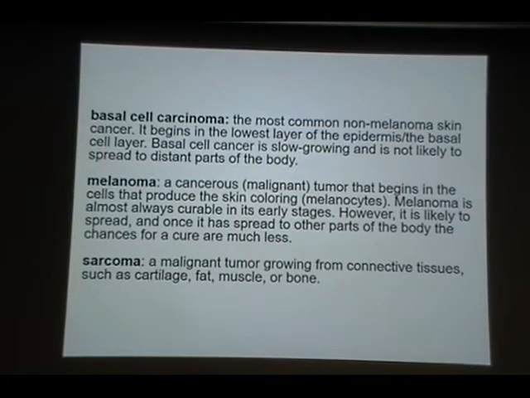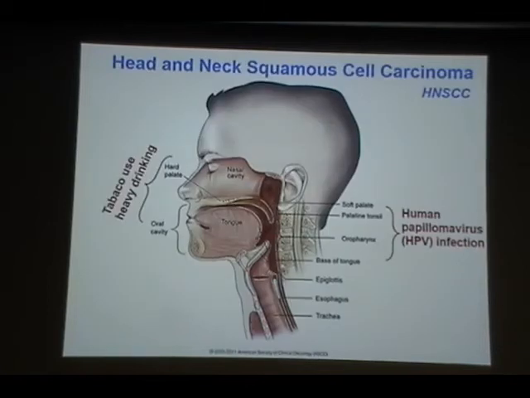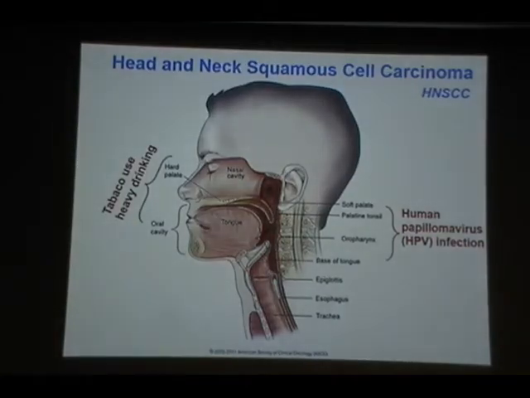And sarcoma, specifically, we are talking about malignant tumors growing in connective tissues like cartilage, fat, muscle, or bone. So head and neck cancer happens in the head and neck region, for example, the oral cavity, like the tongue, hard palate, and the base of the tongue.